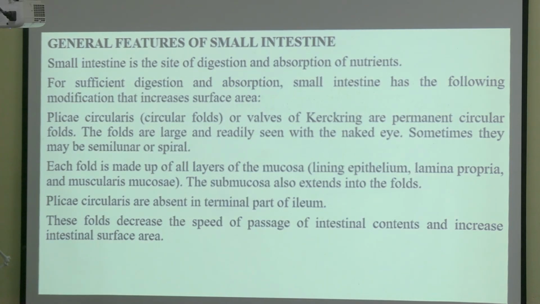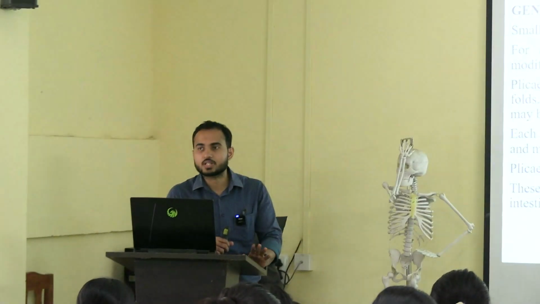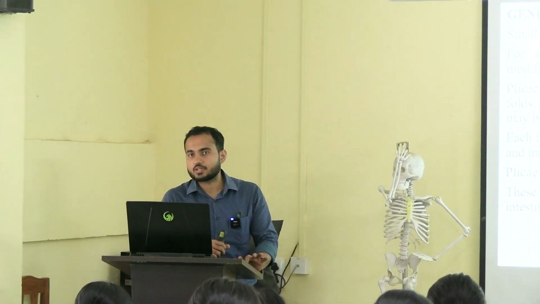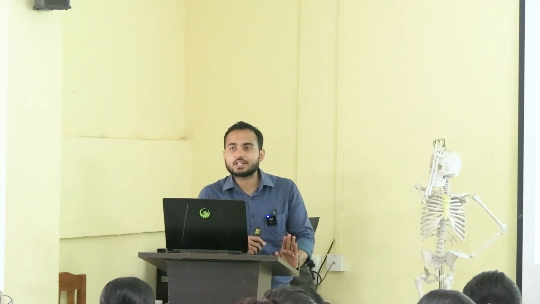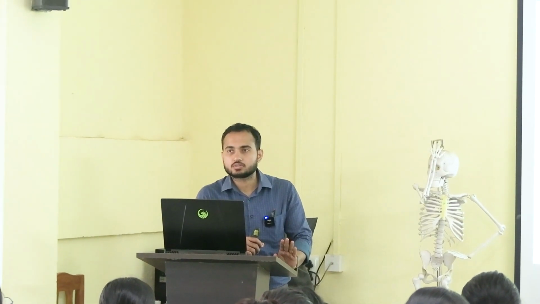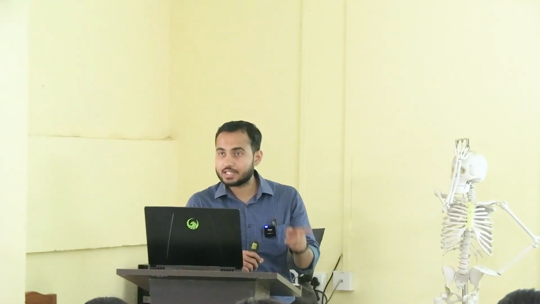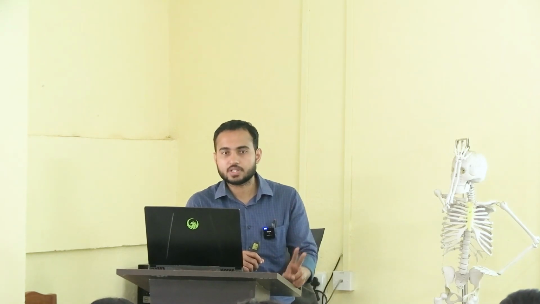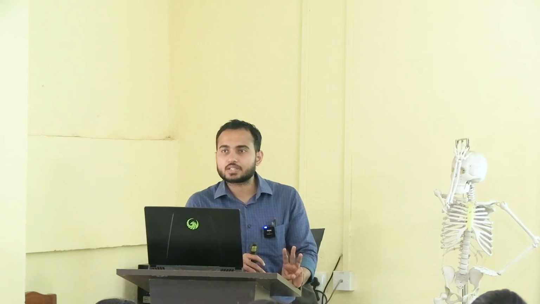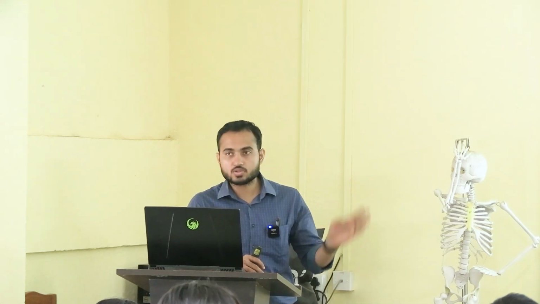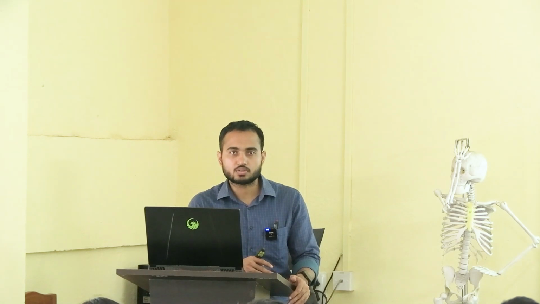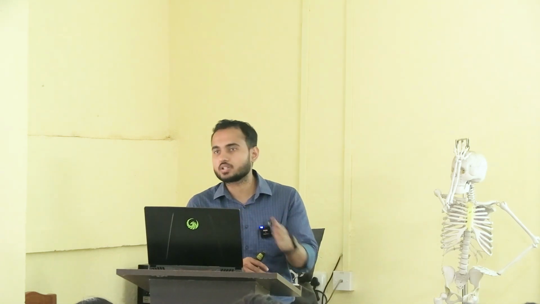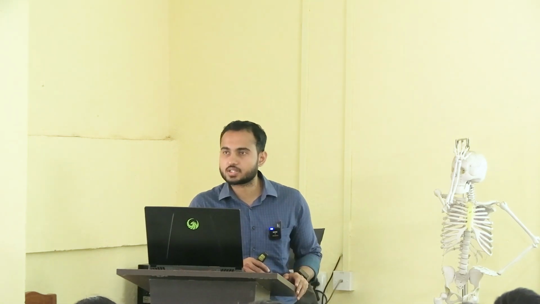Now, what are the four basic layers of GIT? Yes, mucosa, submucosa, muscularis externa, and serosa or adventitia. Now, what are the layers forming the mucosa? First, lining epithelium, lamina propria, muscularis mucosae. These are the three layers. All those layers will be present over here, but there will be some modification, because each and every part has a separate role, that's why modifications are present.